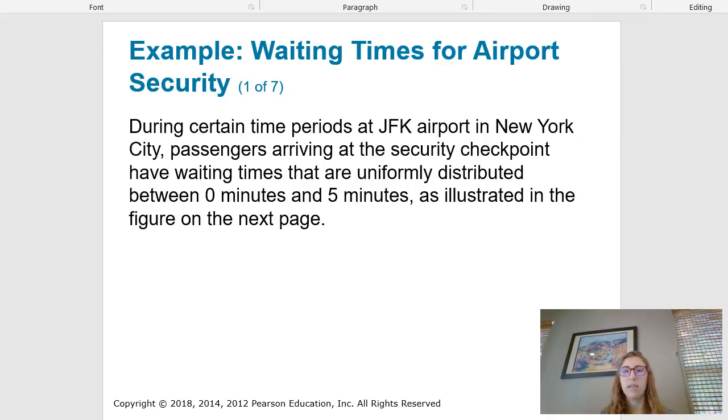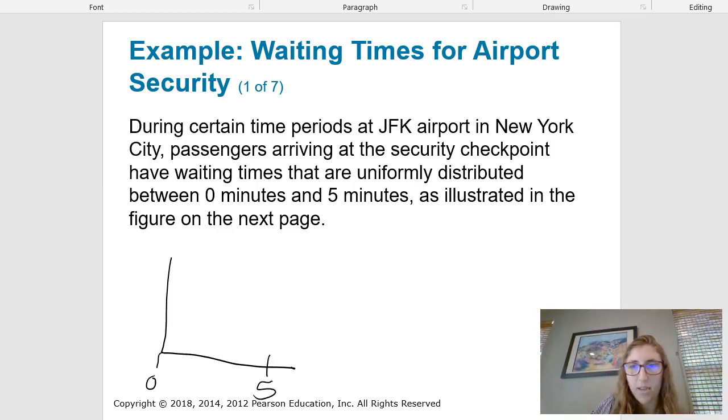All right, so let's look at an example here for our uniform distribution. We're going from 0 minutes to 5 minutes here, and the wait time is going to be uniformly distributed. Our x-axis represents our minutes, and our y-axis needs to represent our probability. The nice thing about uniform distributions is I have given you enough here for you to be able to figure out what this probability is.